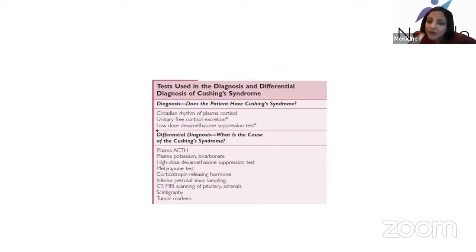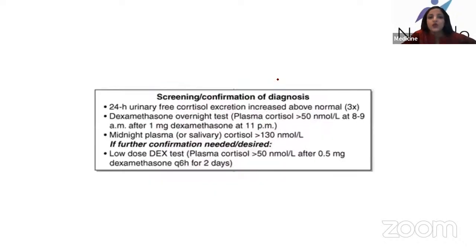So don't straight away jump to find whether it is ACTH dependent, non-dependent or adrenal. No, first you have to find out whether the patient has Cushing syndrome or not, right? For that, three best tests are done: circadian rhythm of plasma cortisol, urinary free cortisol excretion, and low dose dexamethasone suppression test. This is very important. These are the screening tests, and these are the confirmation of diagnosis. When the patient comes to you with these positive tests, then you want to find out where actually the problem lies. But first confirm whether it is Cushing syndrome or some other disorder going on in the patient. So the first thing is the 24-hour urinary free cortisol excretion increase above 3 times the upper normal limit. Many times asked in the MCQs.